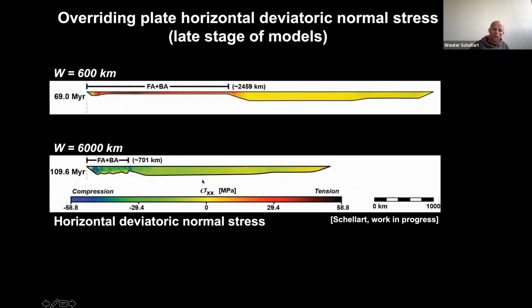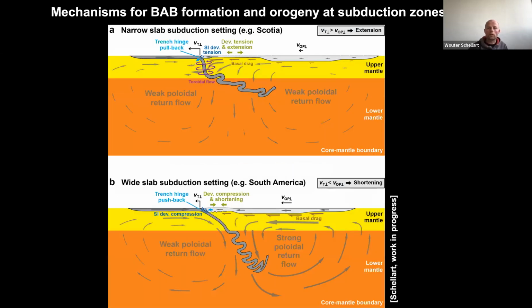And this is for the wide slab model towards the end of the model run. We can see green and blue colors here. So more or less entirely compressional in the overriding plate for this wide slab model. Okay. Interesting.